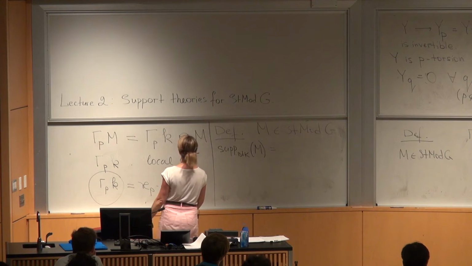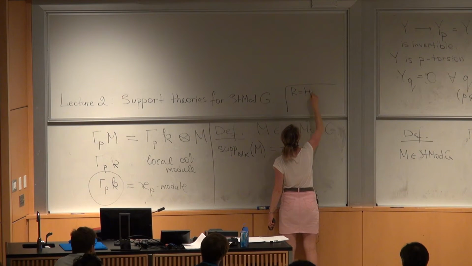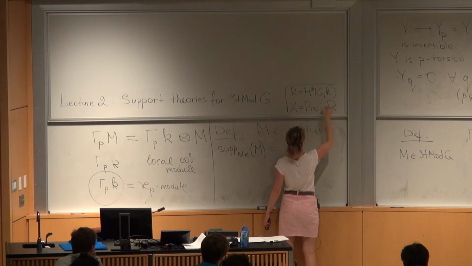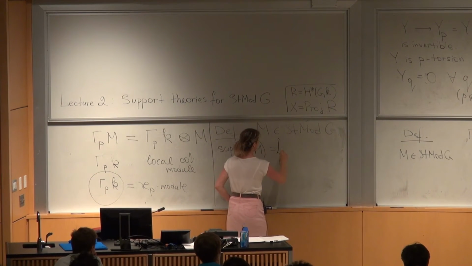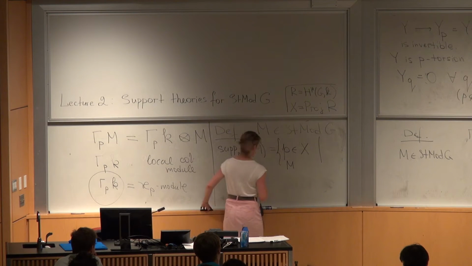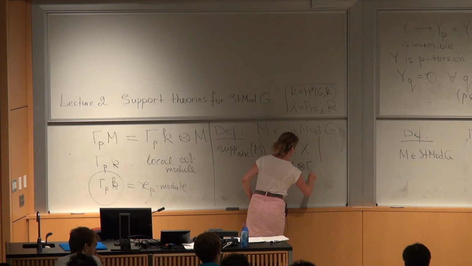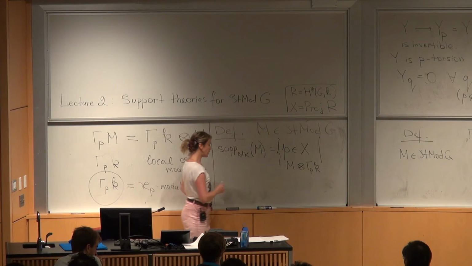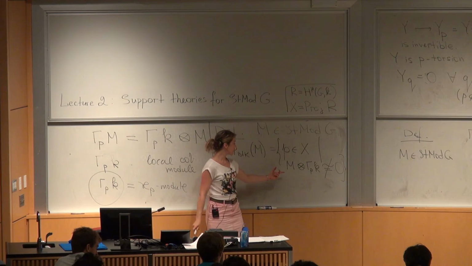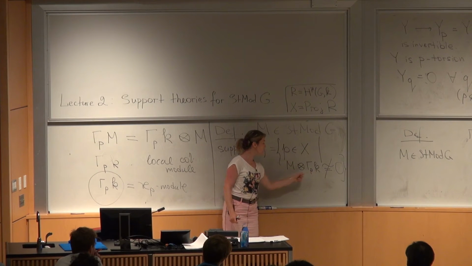I think I keep writing the space X and keep erasing. Maybe you can write it somewhere where it will stay. My R is the cohomology ring, and the space X is the Proj R. So this is where I'm going to construct my support theories. This consists of all points in X, of homogeneous prime ideals in the cohomology ring, such that if you take M and tensor it with the universal cohomology module associated to the point P, then this is not 0 in the stable module category. In other words, it's not a projective module.